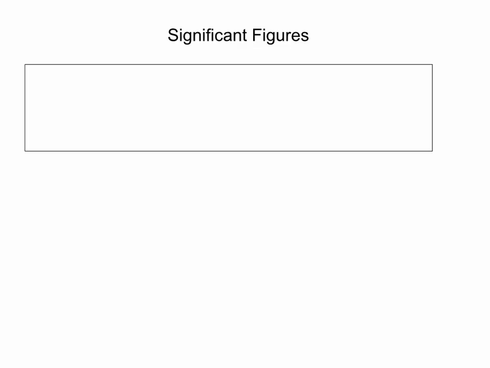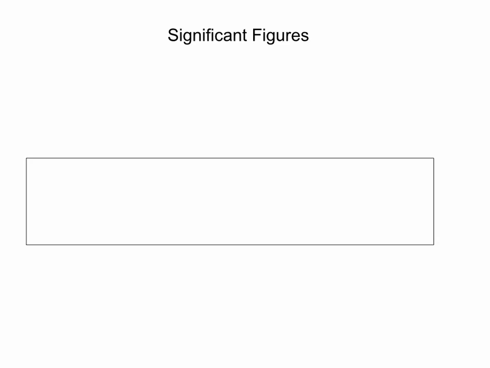So why do we care about significant figures? Well, oftentimes when we're measuring things in a lab or doing a science experiment, we have to do calculations with numbers. So let's do an example problem. And let's say we measure an object and it has a mass of 8.2 grams.